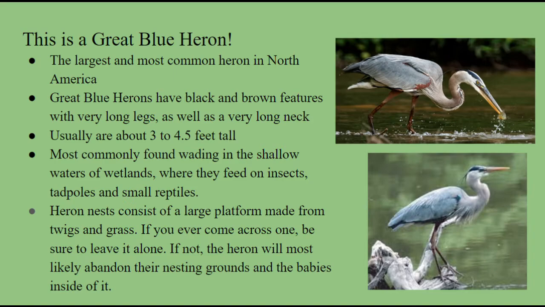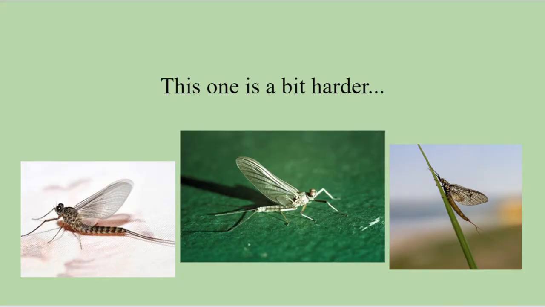Great blue herons are commonly found wading in the shallow waters of wetlands where they feed on insects, tadpoles, and small reptiles. Heron nests consist of a large platform made from twigs and grass. If you ever come across a nest, be sure to leave it alone. What species of insect is this?